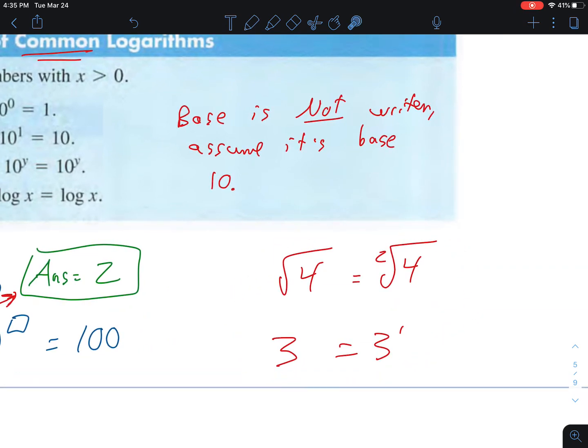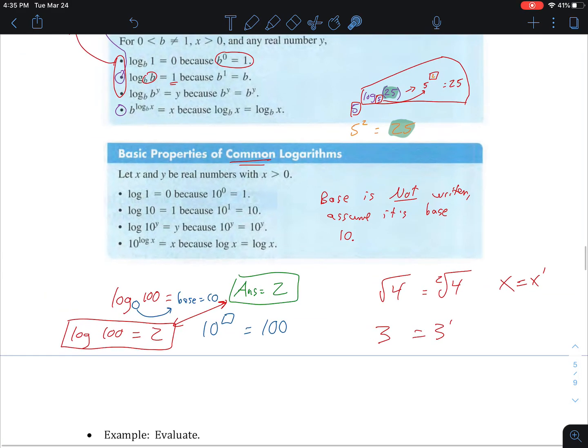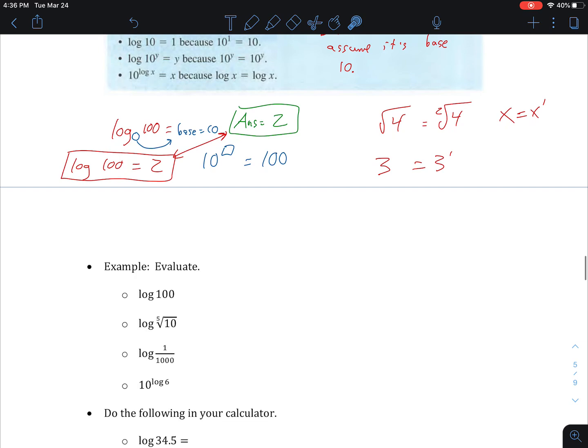Just like this, where we don't see something, we assume it means something. X is really x to the first. Same thing, where if you do not see something listed, it's assumed to be something else. If a log does not list anything, that means it's really a base 10. I know this is a lot, but the video is nice because you're able to pause it and see what's going on.